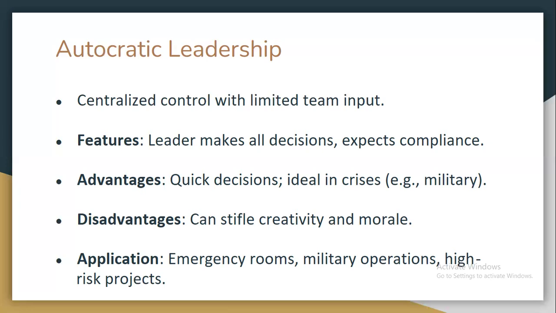There are some advantages of autocratic leadership. You realize that with autocratic leadership, decisions can be made quickly, okay, because it all comes from the leader. And once he says a particular thing, everybody runs in that direction. So decision making is quick, right?